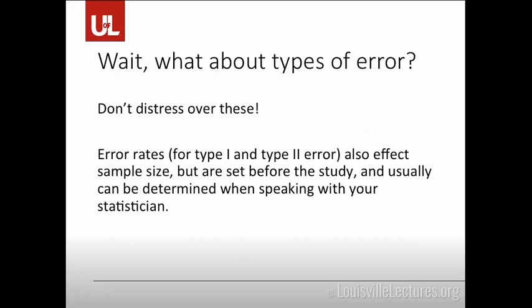And speaking of error, what about the types of error? You don't need to distress over these. Typically, they're set before the study goes on. There's type 1 error and type 2 error. Usually, type 1 error is set to be 5%, p less than 0.05. It's the same standard there. And your type 2 error is usually set to be 20%, so that you have 80% power for your study. So unless you plan on changing things up from the clinical research norm, those are usually always the same.